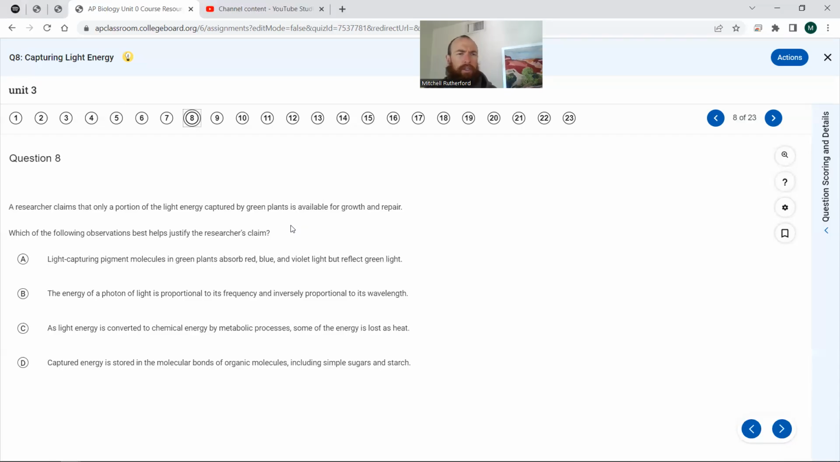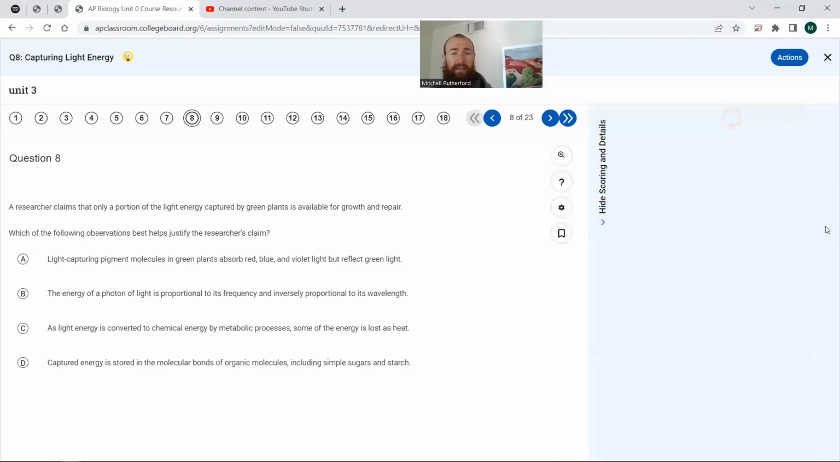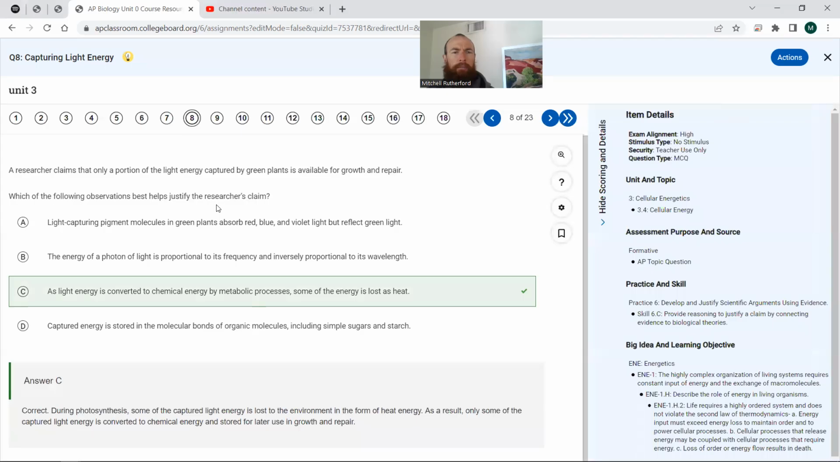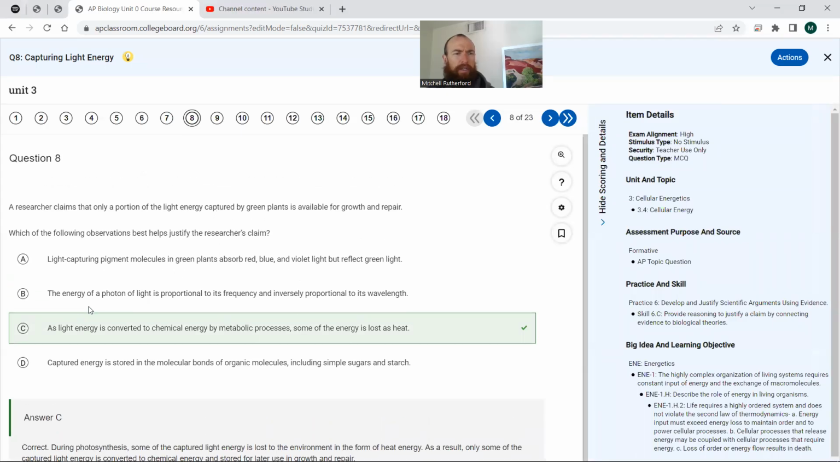Okay, so we got to justify that. Light capturing pigment in green plants absorb the red, blue, and violet lights. I mean, honestly, if I'm going fast, that's A. I don't need to. Oh, okay. So I screwed up. Not a big deal. But I think that was a good choice. C is right, though, because it says as light energy is converted to chemical energy, some of the energy is lost as heat. Oh, interesting. Okay. Researchers claim that a portion of light captured by green plants is available for growth and repair.